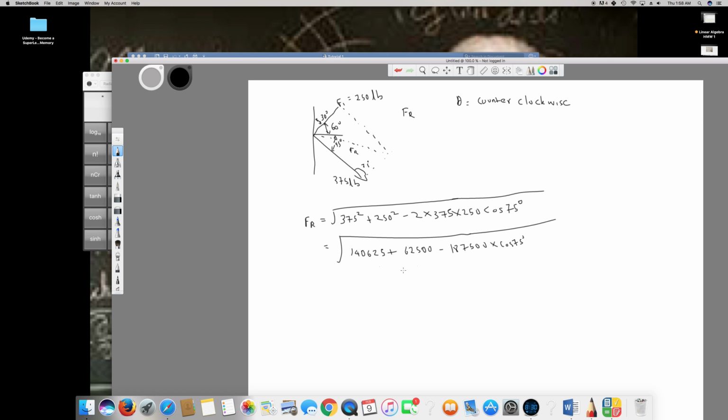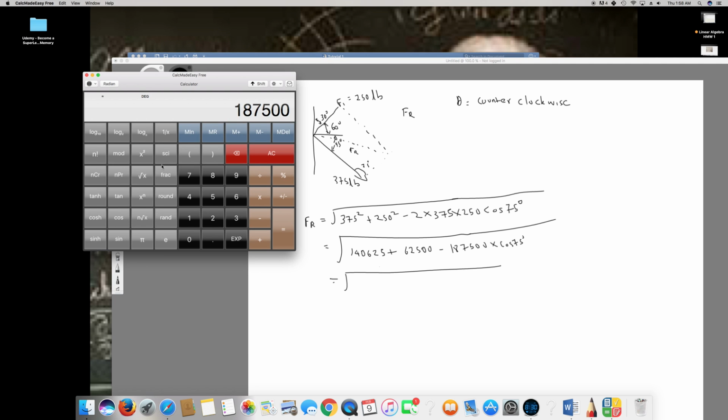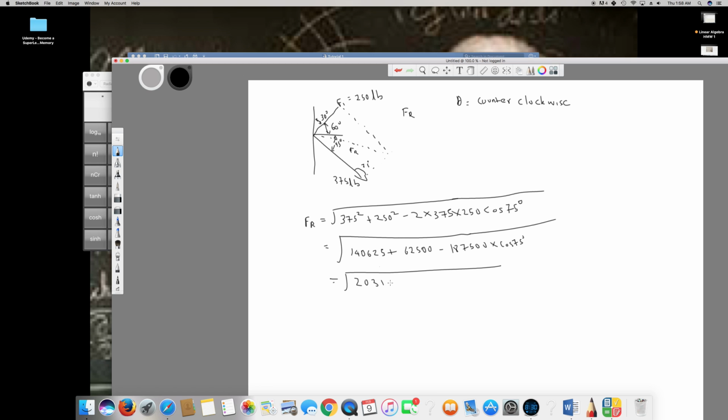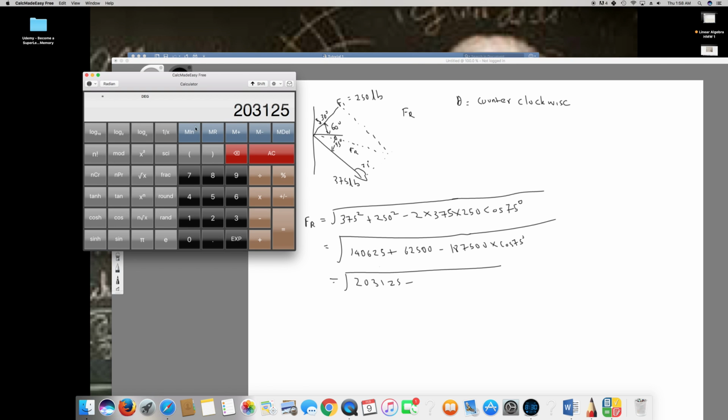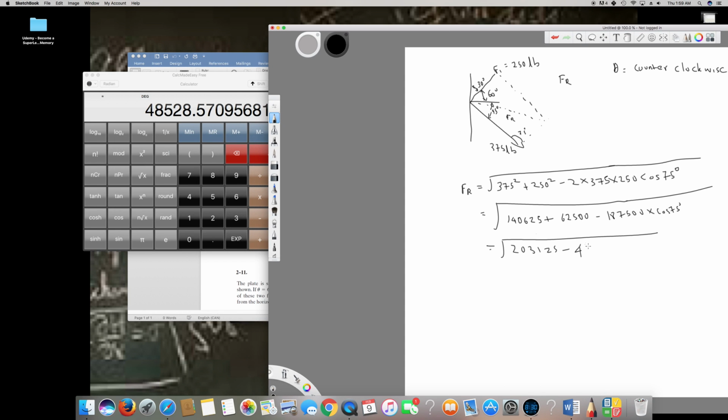So first of all, I'm going to add both of them together. This is going to give me 140625 plus 62500, which is equal to 203125. And then minus, and we have to find the cos 75. To find that, okay, let's see. This is our cos 75, and I'm going to directly multiply this 187,500 with this, which is going to give me 48528.6. So this is going to be that, and let's see the root.